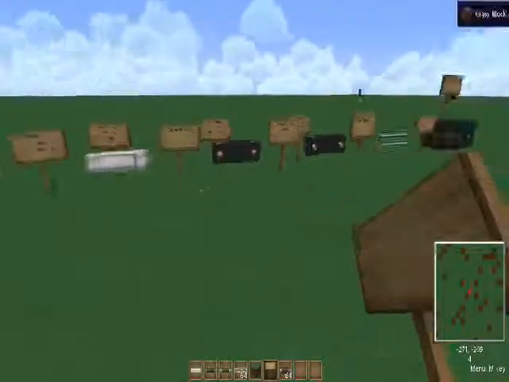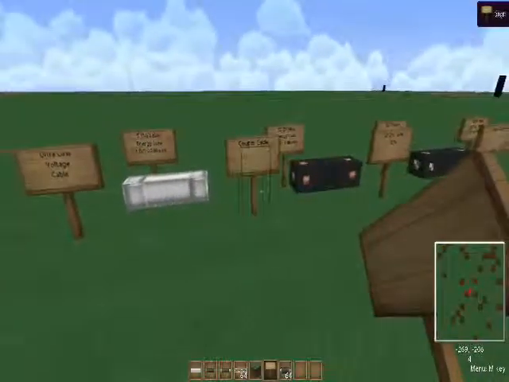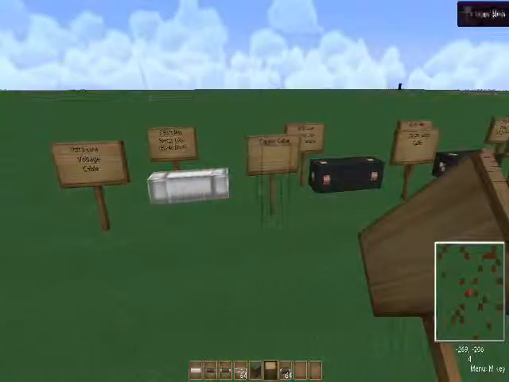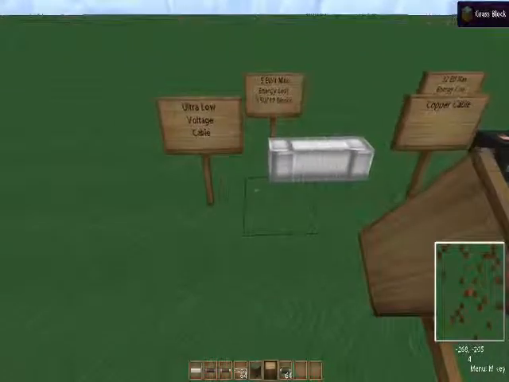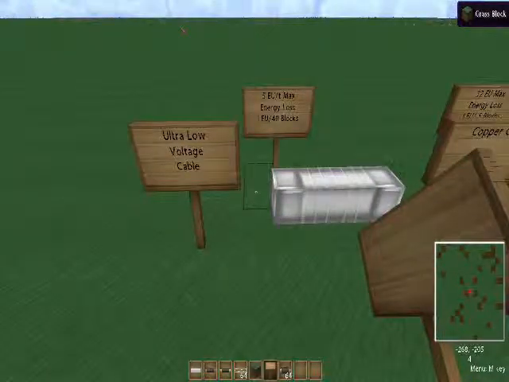Last up we have the different kinds of cabling that you can use to hook up your power. First up we have the ultra low voltage cable. It can carry a maximum of 5 EU per tick. Its energy loss: for every 40 blocks of this cable, you lose 1 EU.